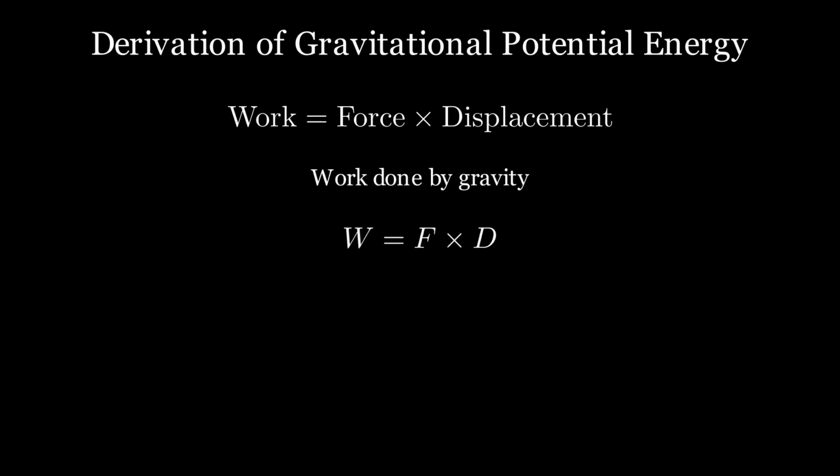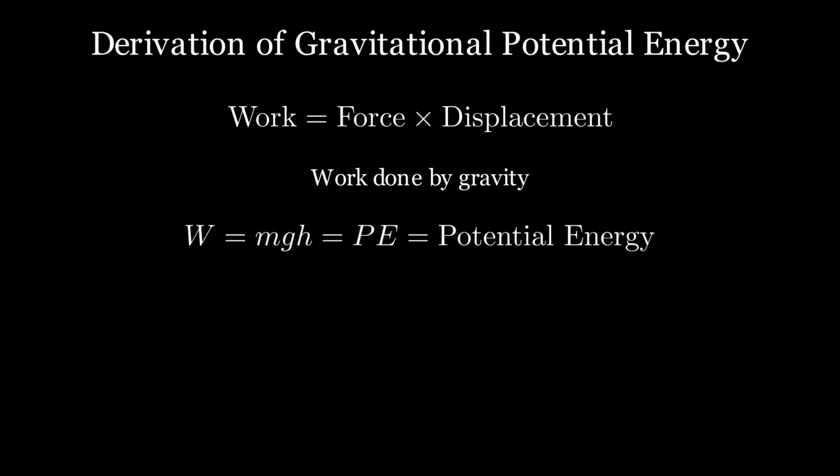Work equals force times displacement parallel to the force applied. Since the force due to gravity is mg, we substitute to get W equals mgd. We usually represent vertical distance with h, so we get W equals mgh. This is the potential energy stored in an object due to its height.